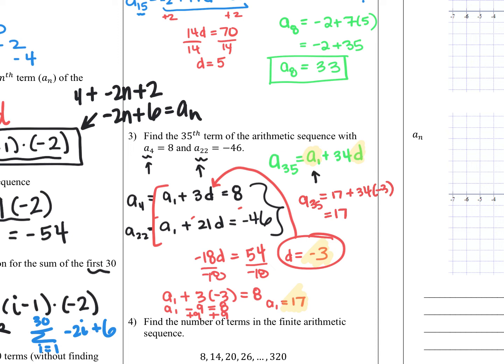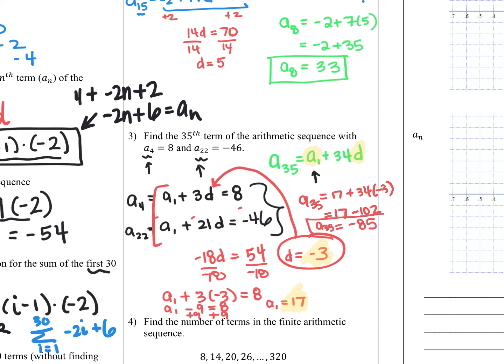34 times 3 would be 102. So we're going to get negative 102. And then when we combine negative 102 with that 17, it gets us a negative 85. So that's our 35th term.